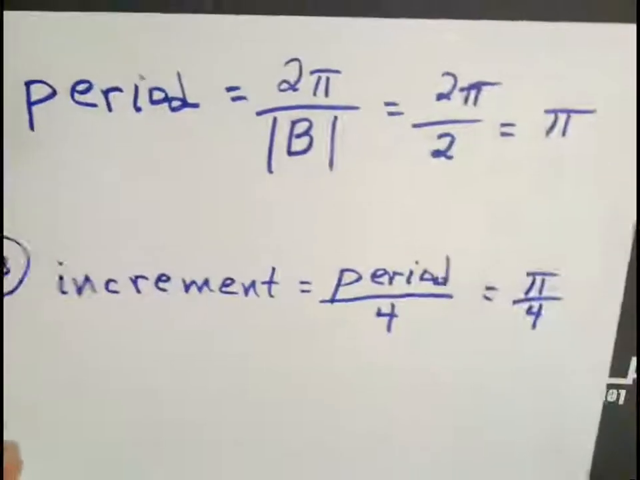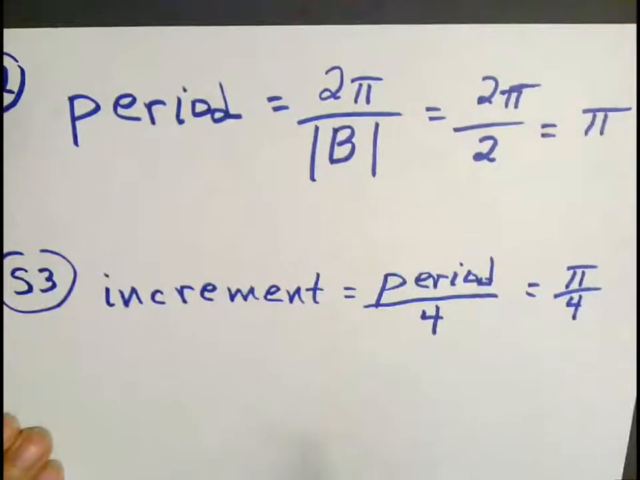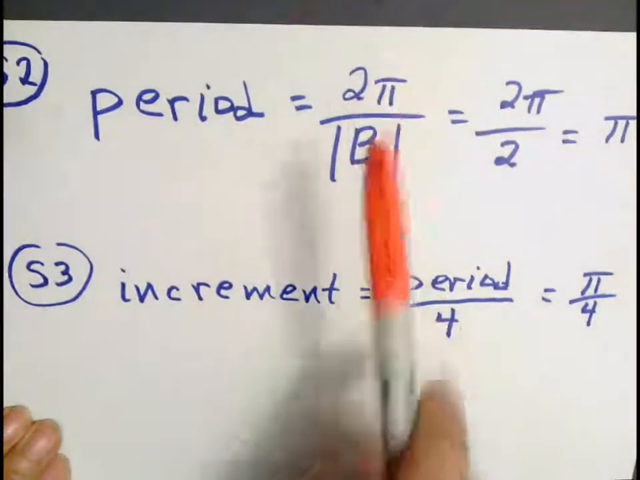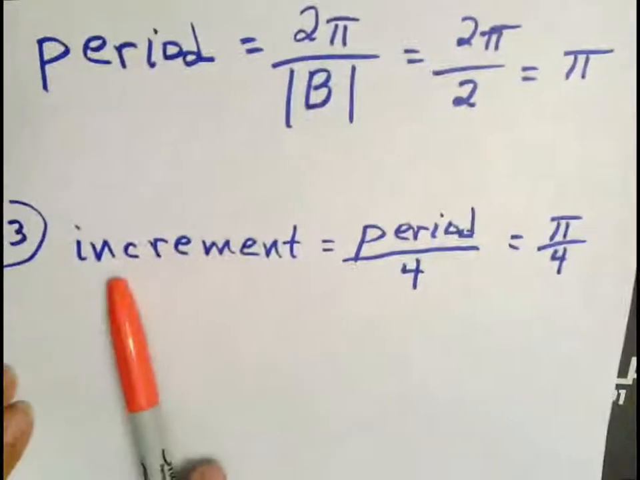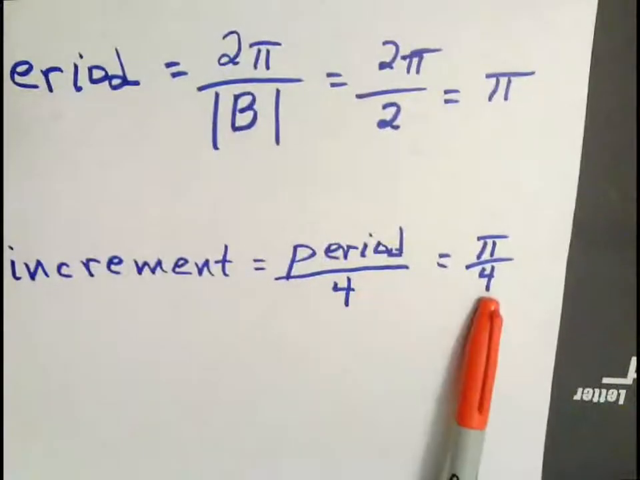Then we're going to do our period, which is 2 pi divided by the absolute value of b, which will give us pi. The increment is going to be the period divided by 4, which is pi over 4. Then we're going to find our 5 critical numbers.